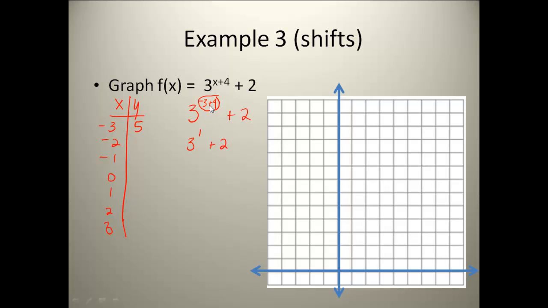Then when I do a -2, so I have a -2 in here, add it to 4, and I get just a plain 2. So I have 3 squared, which is 9, and that's going to give me an 11 back. Go ahead and fill in the rest of these values for the table.